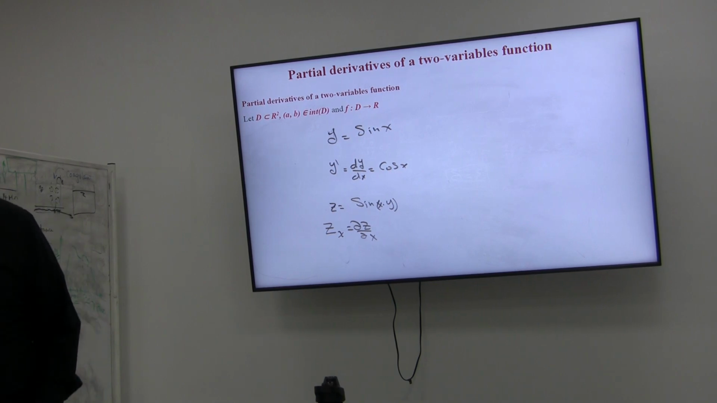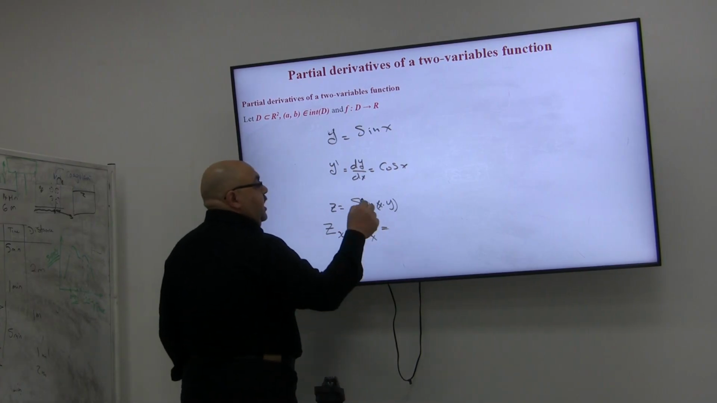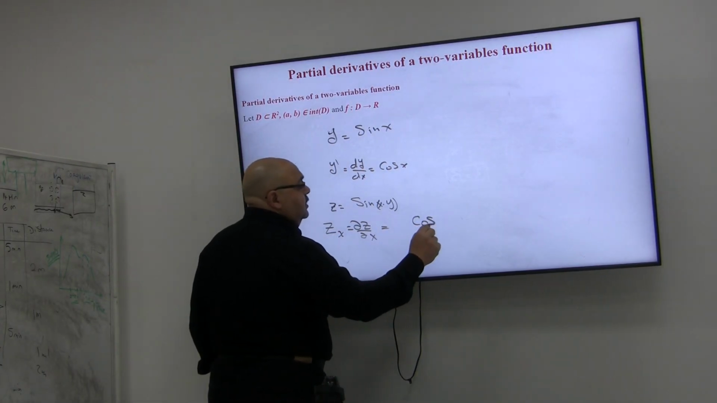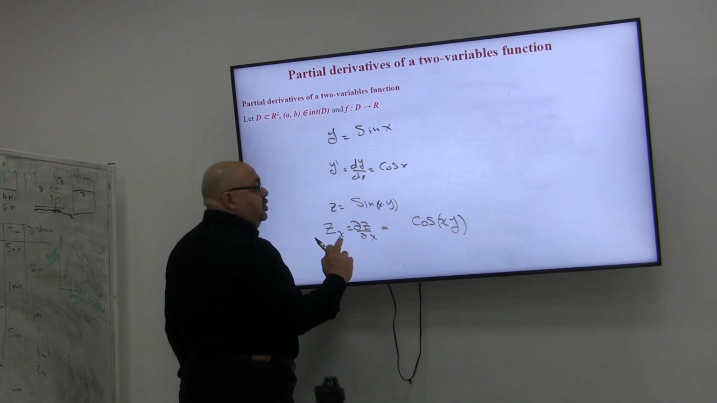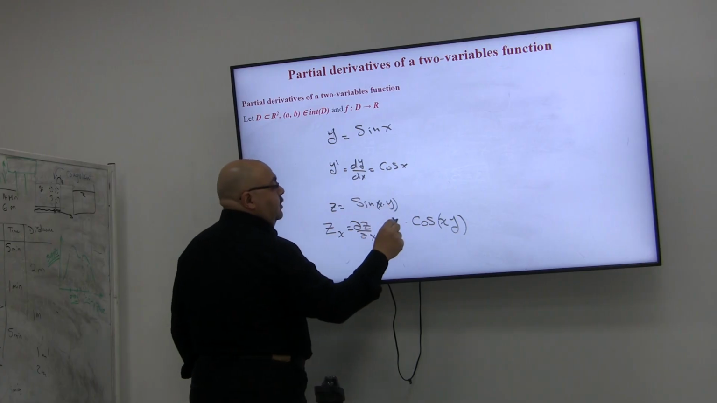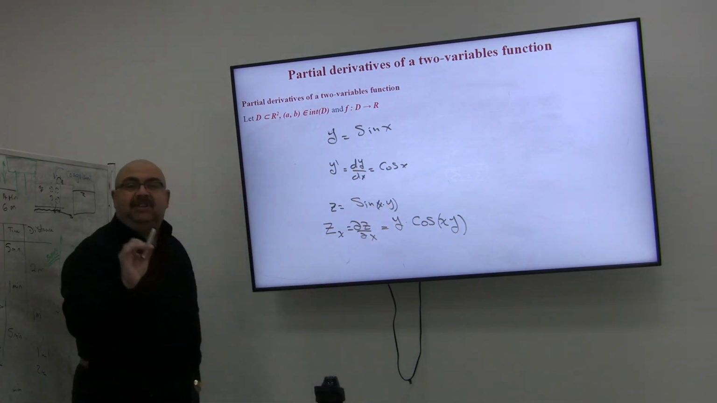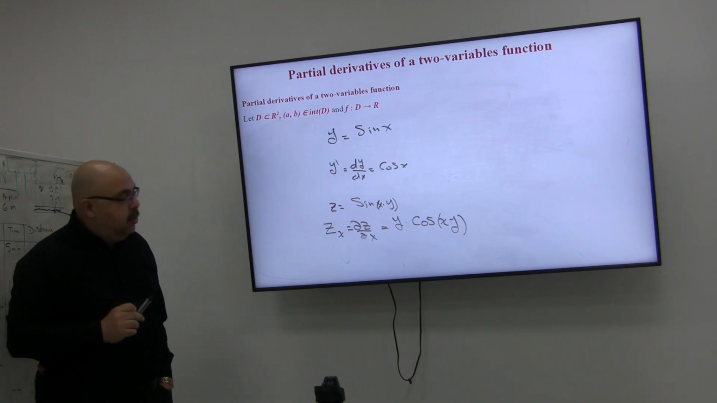Let's first differentiate with respect to x. If I'm differentiating with respect to x, then I will differentiate sine, which is cosine the angle. Am I right? Then I will differentiate the value of x, which is 1 times y. Here we go. So I'm treating y as a constant.